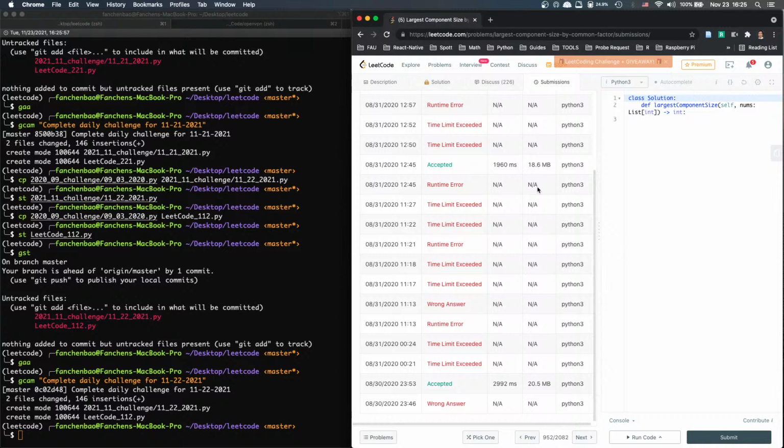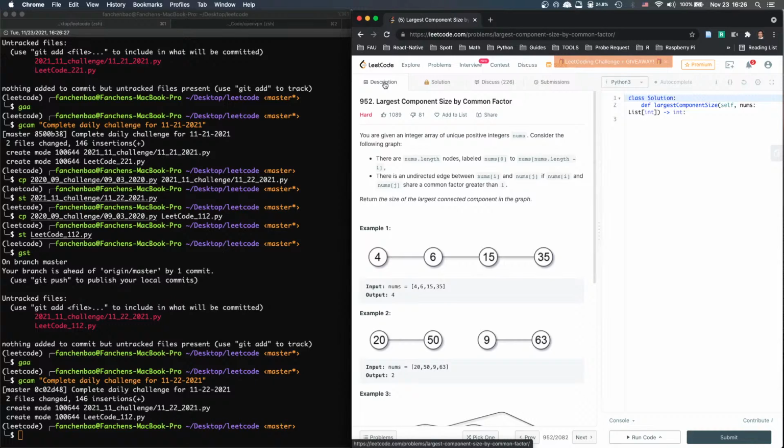All right, what is this? Largest component size by common factor. You're given an integer array of unique positive integers. Consider the following graph. There are nums.length nodes, labeled nums[0] to nums[n-1]. There is an undirected edge between nums[i] and nums[j] if nums[i] and nums[j] share a common factor larger than 1. Return the size of the largest connected component in the graph.